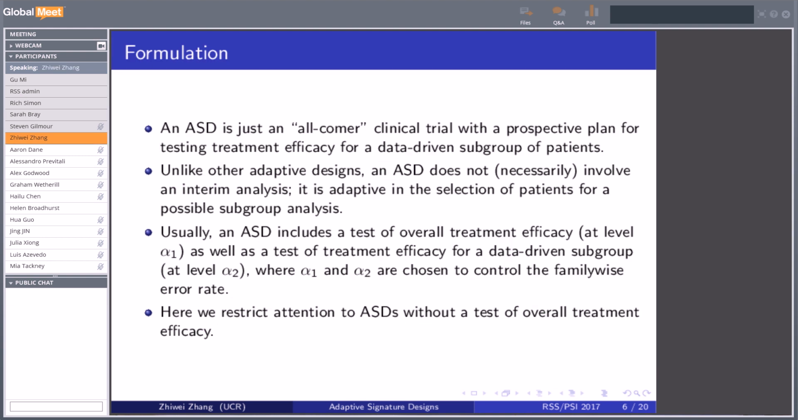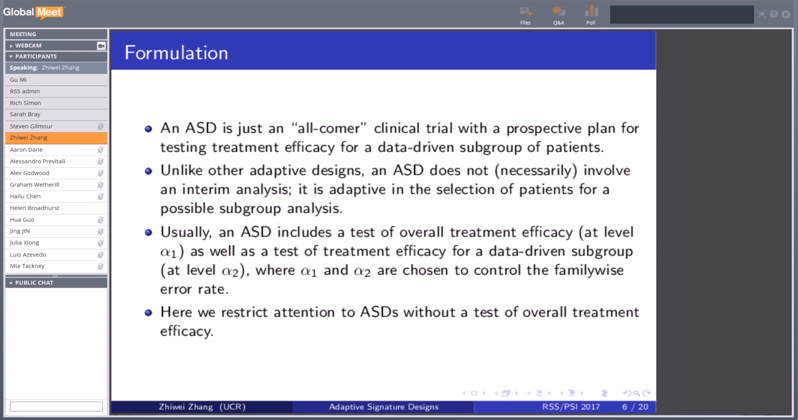So on the next slide, number 6, an adaptive signature design, or ASD, is just an all-comer study with a prospective plan for testing treatment efficacy for a data-driven subgroup of patients. Here, data-driven is the key. Unlike other adaptive designs, an ASD does not necessarily involve an interim analysis. It is adaptive in the selection of patients for a possible subgroup analysis.